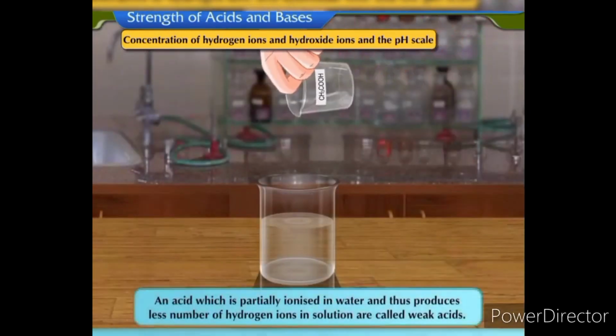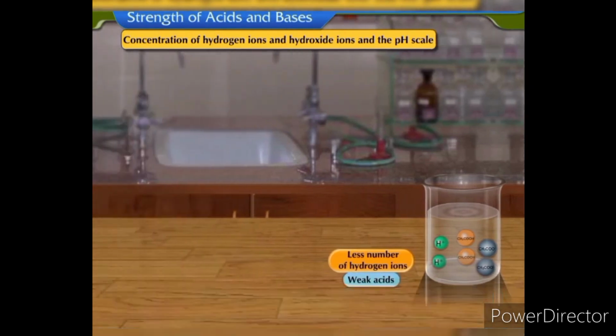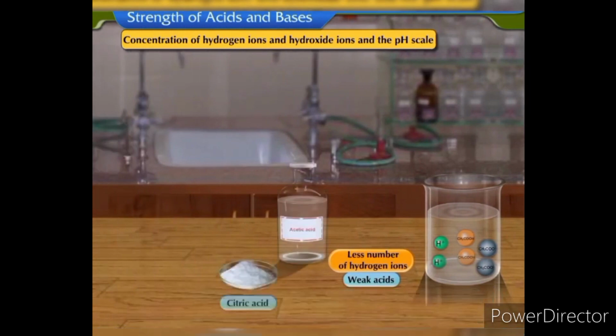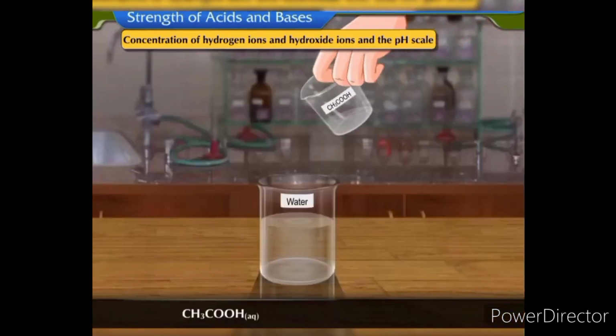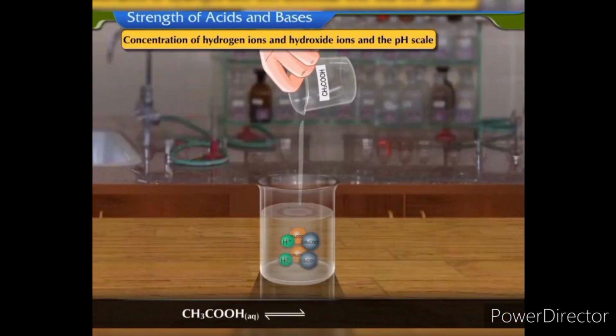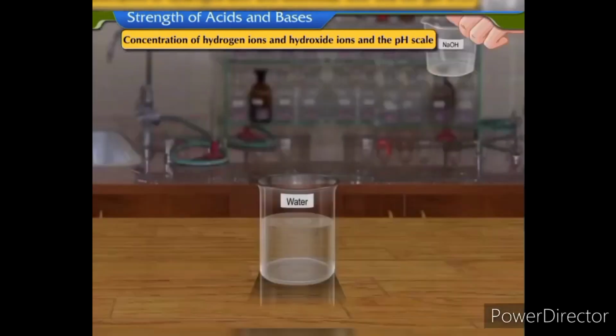An acid which is partially ionized in water and thus produces a smaller number of hydrogen ions in solution is called a weak acid. For example, acetic acid, citric acid found in oranges and lemons, carbonic acid found in soft drinks, and ascorbic acid are weak acids. If acetic acid is dissolved in water, it produces acetate ions and hydrogen ions.